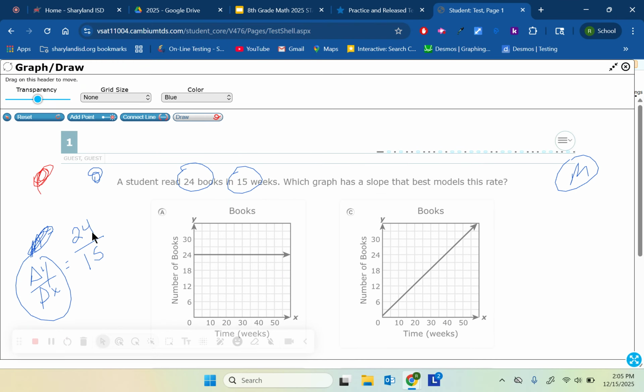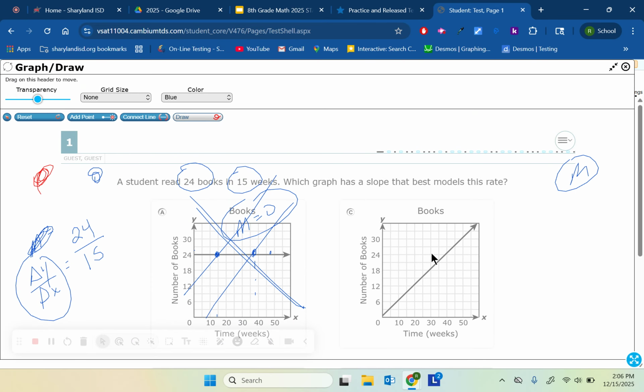Okay, so I'm gonna start with 24 and 15. So you're at 15, I'm at 24. However, I'm also at 24 at 40 weeks, right? This has a slope of 0. That rate of change is 0. This guy's not going up or down. It has no speed. I start at 24 and I finish at 24. I haven't moved at all. At week 10, I only had read 24 books. At week 50, I've only read 24 books.